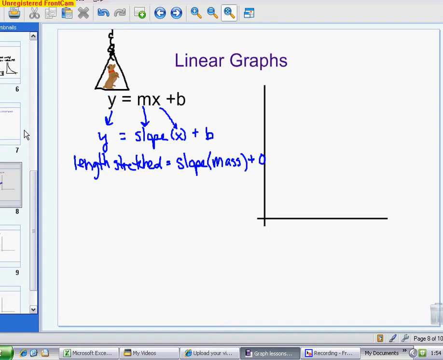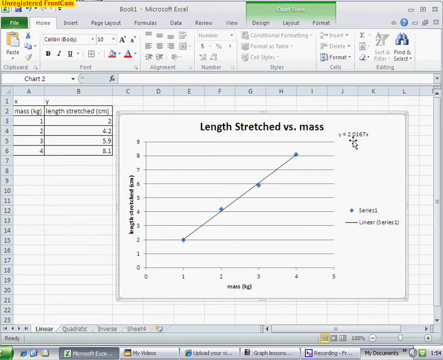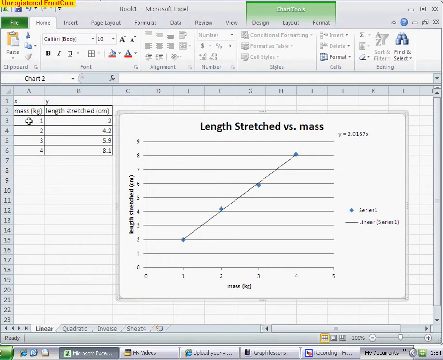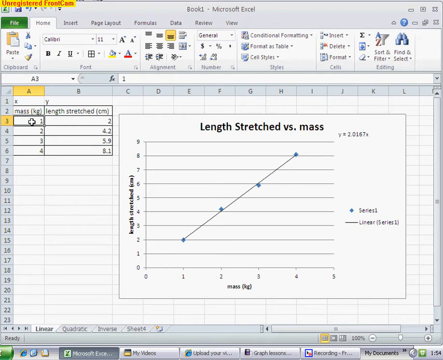So let's just check our data and make sure that it fits with this equation. If we look at what our slope is in our graph, that was approximately 2. So we're just going to say that that's 2. We're going to round that off to one significant figure. So for this particular set of data, our equation would be y, or the length stretched, is equal to 2 times x, or 2 times the mass. Simple enough. So looking at our data, our mass multiplied by 2 should equal the length stretched.